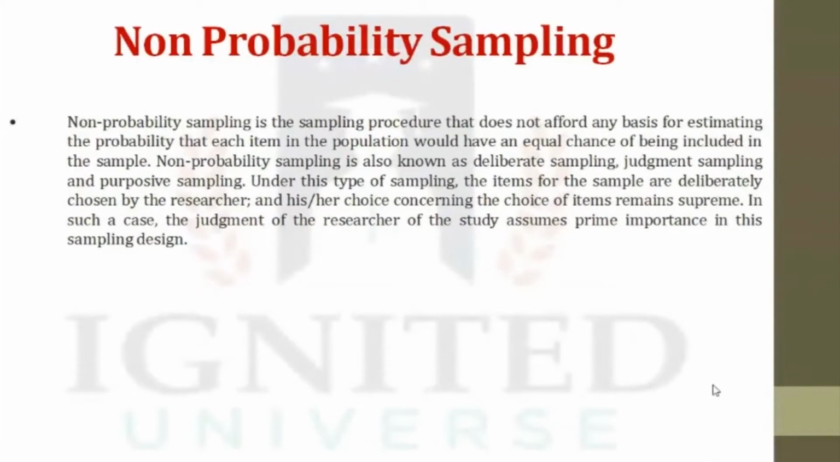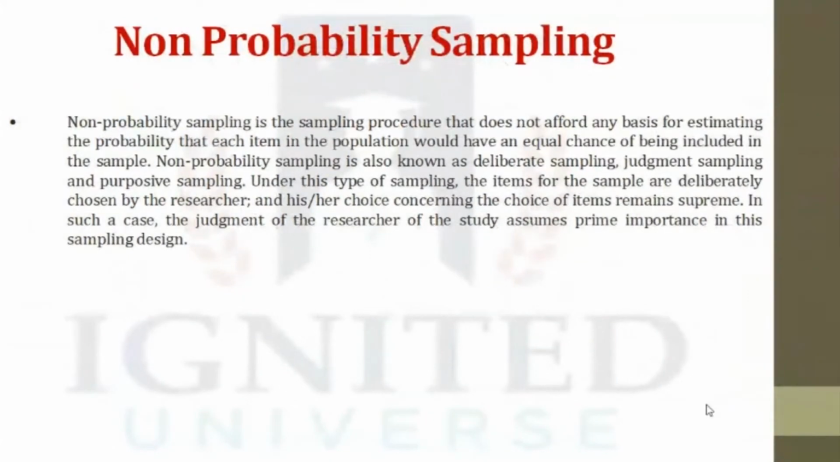Non-probability sampling is also known as deliberate sampling, judgment sampling, and purposive sampling. Non-probability sampling is the sampling procedure that does not afford any basis for estimating the probability that each item in the population would have an equal chance of being included in the sample.